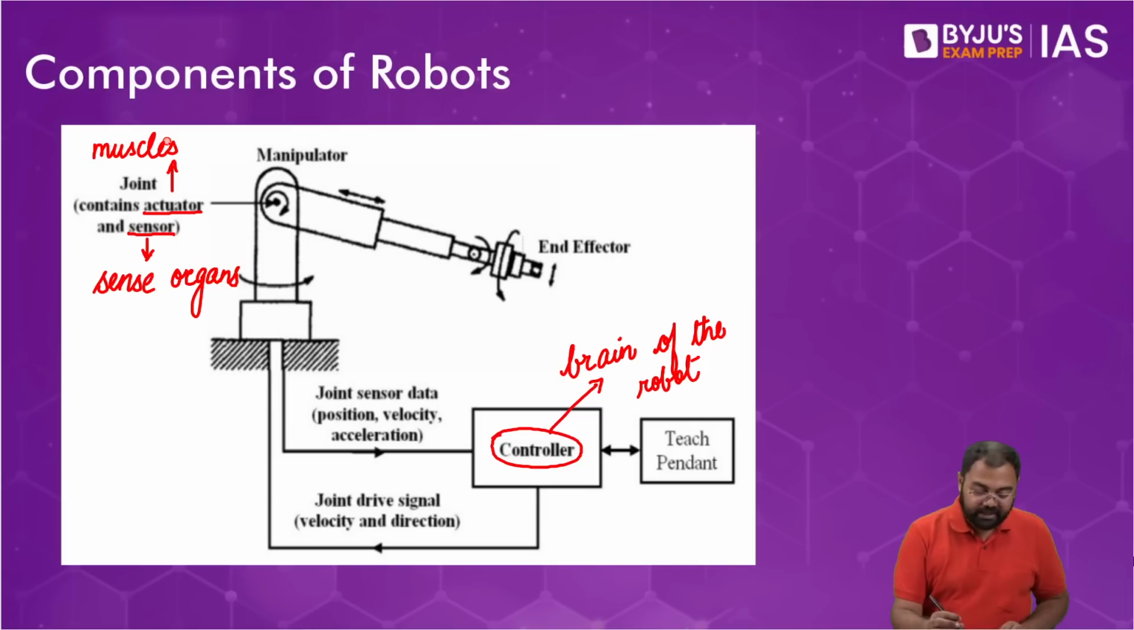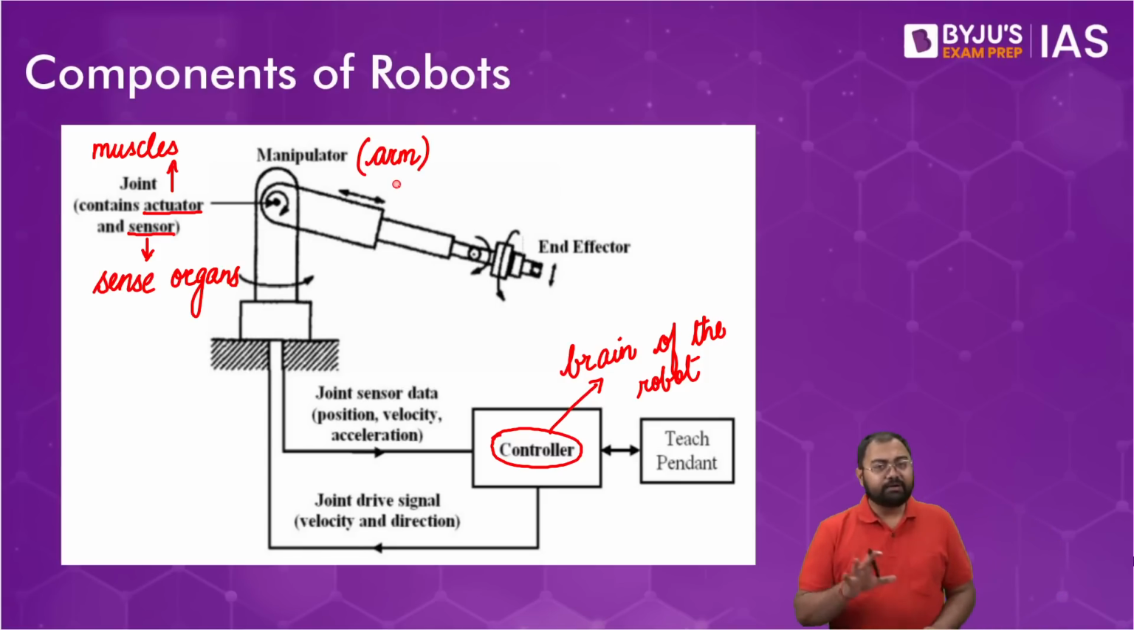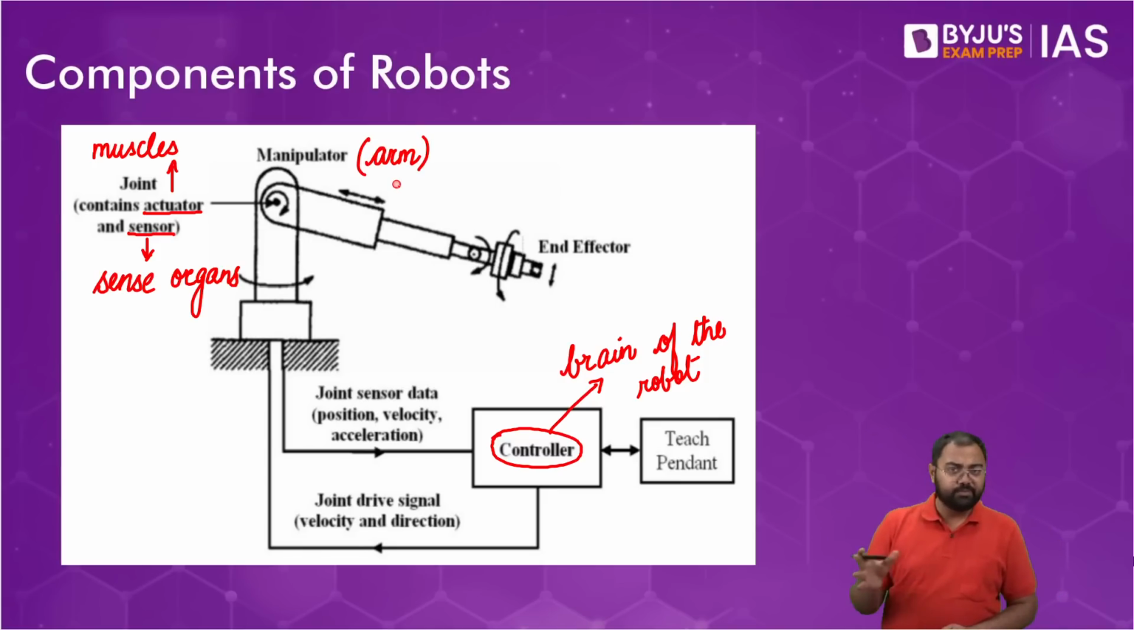Then after that we have the manipulator. The manipulator is like the arm of the robot, and it will have a very similar function to what the arm also does, that it will help in the movement, or if you have to place something, go from one place to another, we see that the arm basically has a role to play.